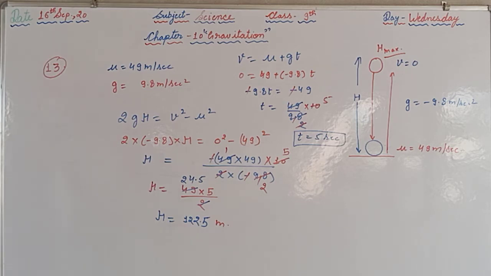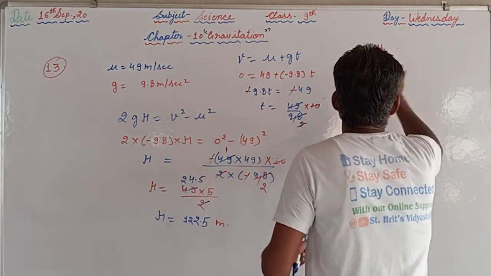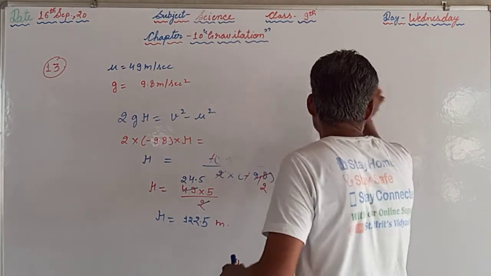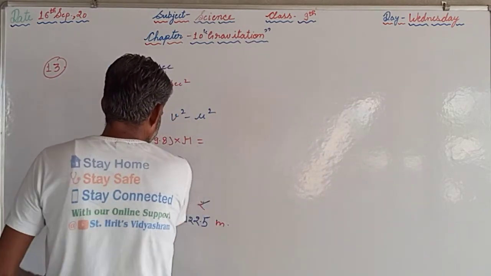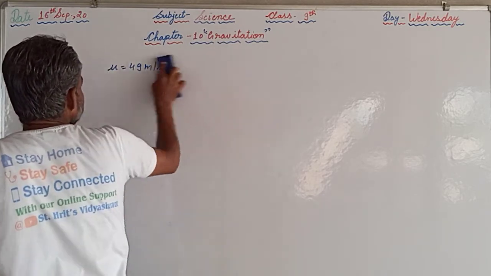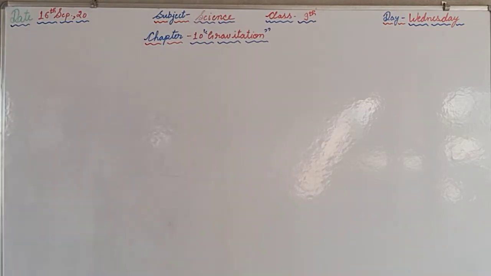Now next, question number 14. A stone is released from the top of a tower of height 19.6 meters. Calculate the final velocity just before touching the ground. So our next question is question number 14.